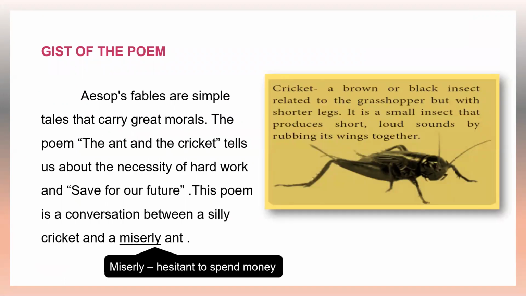Now let me give you the gist of the poem. Aesop's fables are simple tales that carry great morals. The poem, The Ant and the Cricket, tells us about the necessity of hard work and saving for our future. This poem is a conversation between a silly cricket and a miserly ant. Silly means foolish, a foolish cricket, and a miserly ant. Miserly, that is hesitant to spend money.